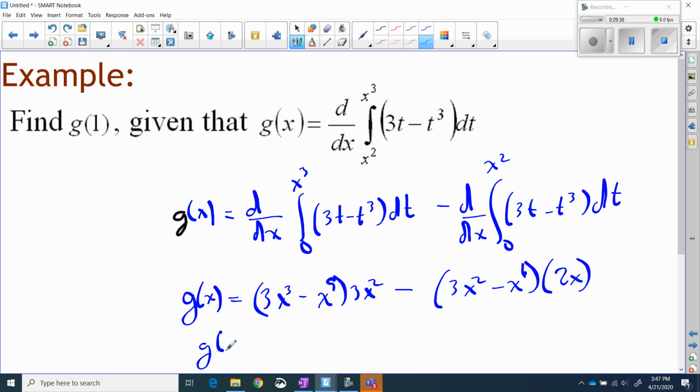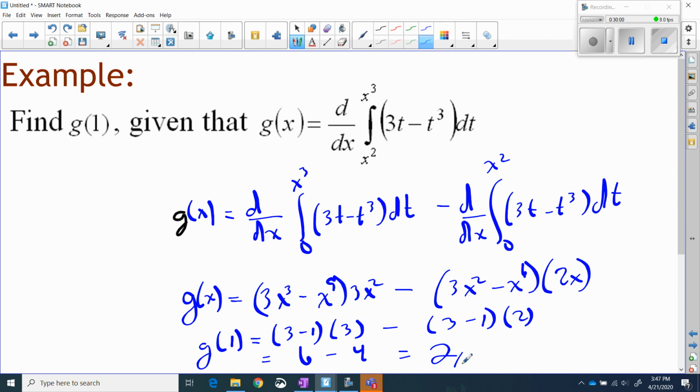So then g at 1 will be 3 minus 1 times 3, 3 minus 1, I'm just substituting 1 for all the x's, multiplied by 2, which will give me 2 times 3 is 6, minus 4. Final answer for that will be 2. All right, so there's one where I had to separate into 2 separate integrals so I could get a constant on the lower bound of each of these and then apply my shortcut for Leibniz notation.